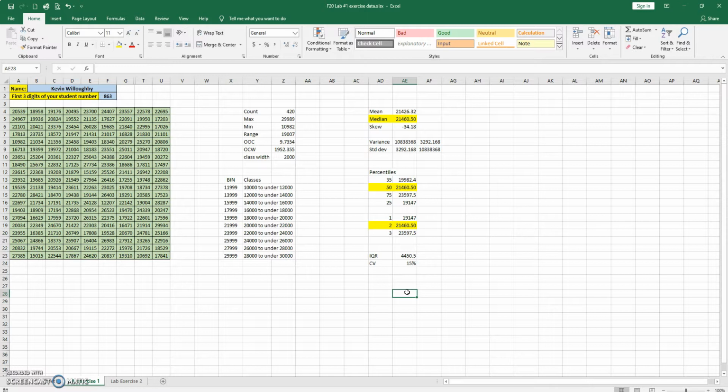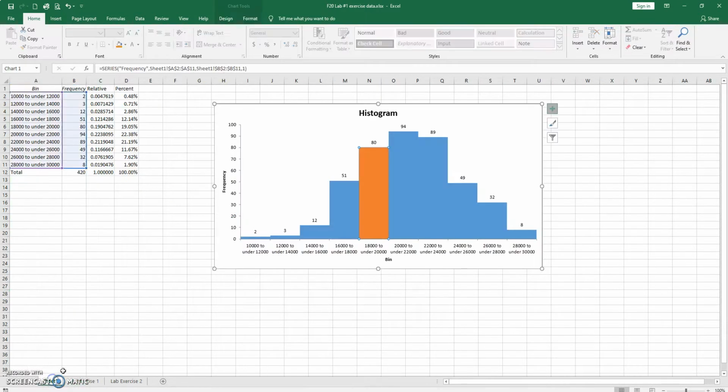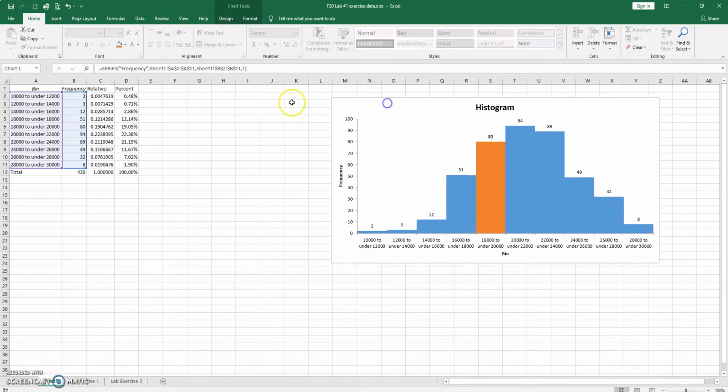We can calculate the weighted average in step 7. In order to do that, we need to go into our data table sheet that has our histogram on it. We'll move this over. We want to calculate the weighted average of grouped data. Back in lab exercise 1, we calculated the average of the ungrouped data, but now we want to calculate the average using the grouped data, and this comes in handy.